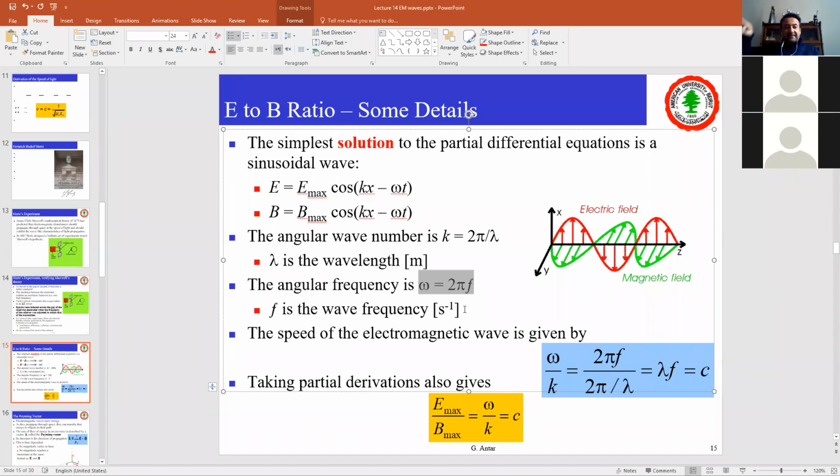Now, the major issue that was discovered is that the electric field and magnetic field, the oscillation in space and the oscillation in time, are linked together and are not independent. And this link is done via the speed of light. So omega over k is equal to c, which is the speed of light. And one can also demonstrate that E max over B max, the amplitudes, are also connected via the speed of light.